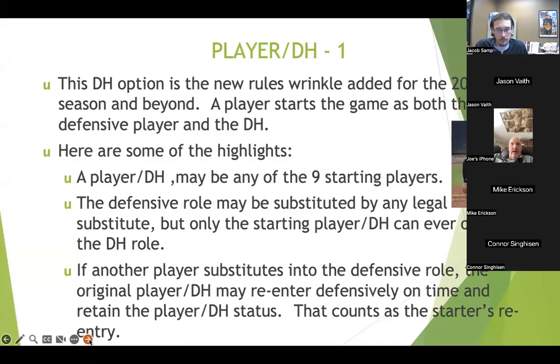So we are combining designated hitter rules, and it gets a little complicated when you start to terminate stuff. But the general approach is you're going to have 2 completely separate lineups. You have a defensive lineup and you have an offensive lineup. And the player DH can be for any one of the 9 starting players.